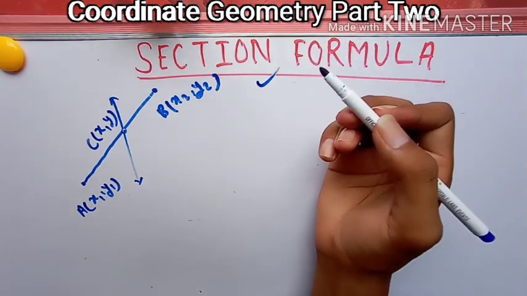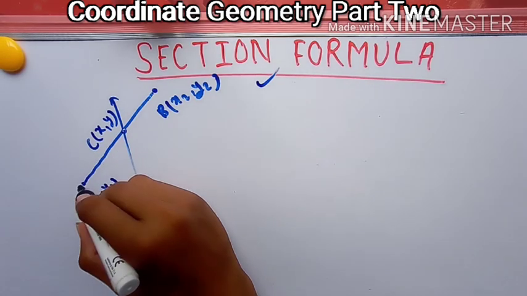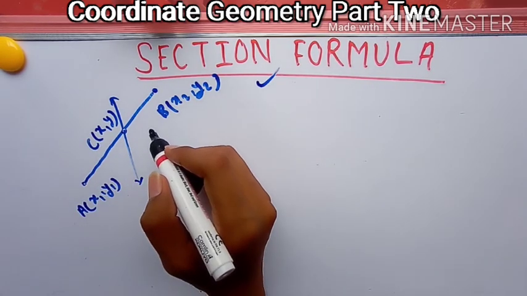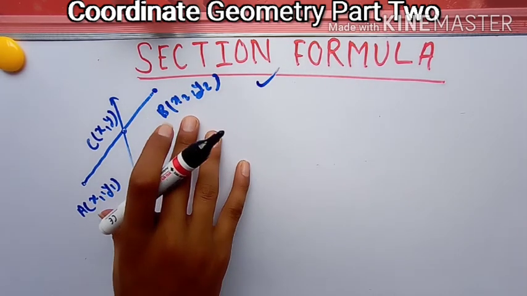Now tell me, repeat after me. The section formula is used for finding the unknown point when a line is intersected by another line. Did you understand? Okay, so let us see how to do it.